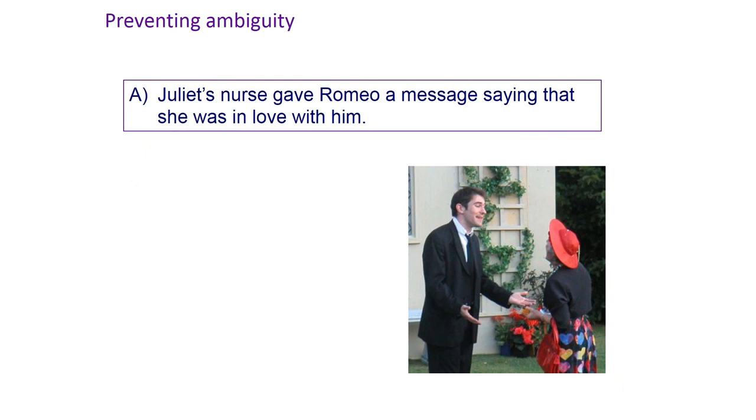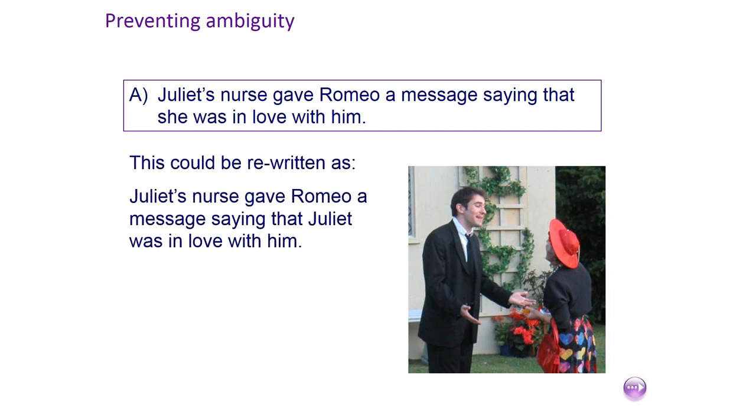So let's see how we can prevent that in the sentences that we just looked at. So A. Juliet's nurse gave Romeo a message saying that she was in love with him. How can we make this sentence unambiguous? This could be rewritten as Juliet's nurse gave Romeo a message saying that Juliet was in love with him. So in this case, we'd have to identify who the subject is and just put the name in.